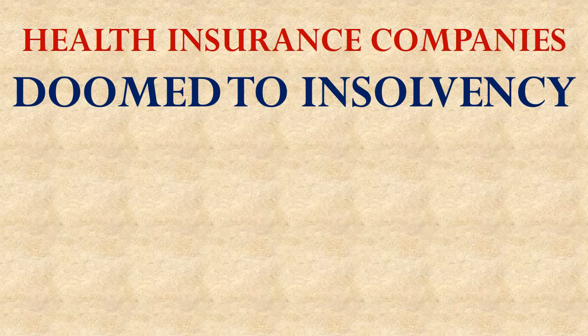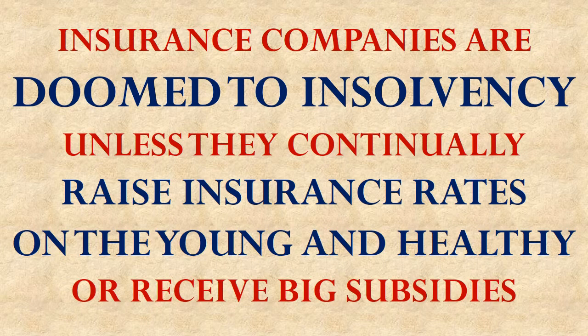Now, hopefully you remember what that word means from the previous lesson. It means that they're going to run out of money and go bankrupt, essentially. Well, they're doomed to that unless they continually raise insurance rates on the young and the healthy, or receive some sort of big subsidies from the government. We've actually seen this happen in the first few years that Obamacare has been in place. The insurance rates have continually risen higher.